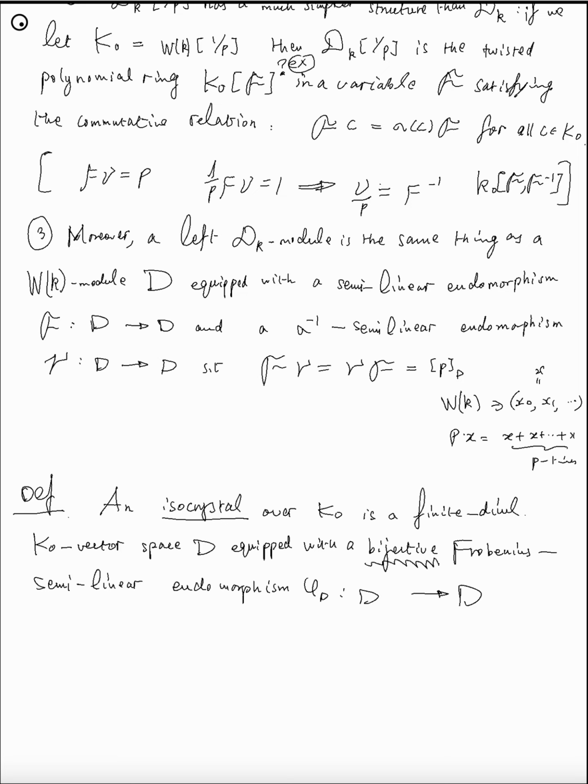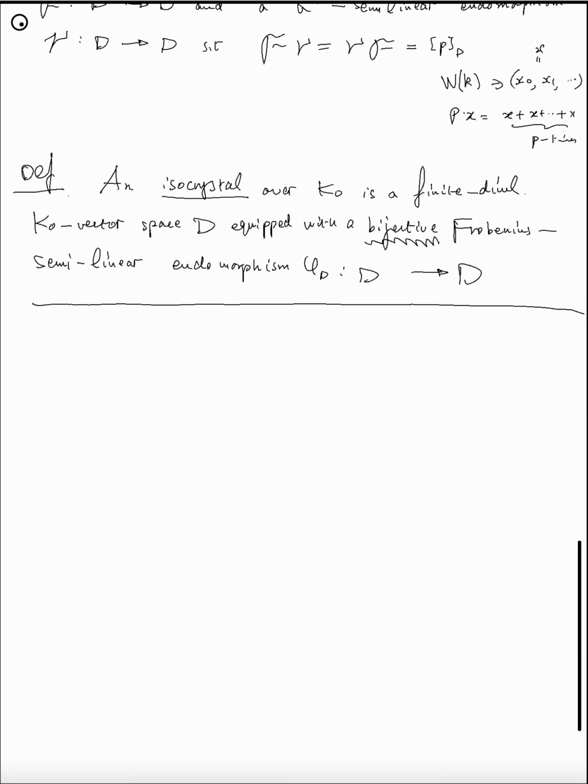Here is a condition which will only require this Frobenius to be bijective. Semilinear means over the coefficient K0 it is the absolute Frobenius. So this is an isocrystal, and this comes out to be a very important concept, and you could imagine how to classify it would be a very important thing. More things should be said about why this is important. This will be more and more clear later.